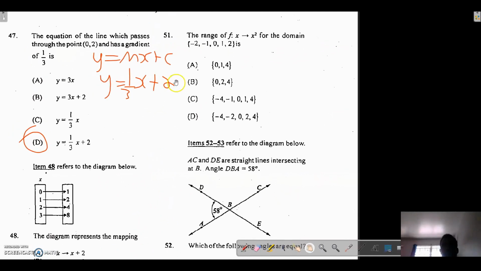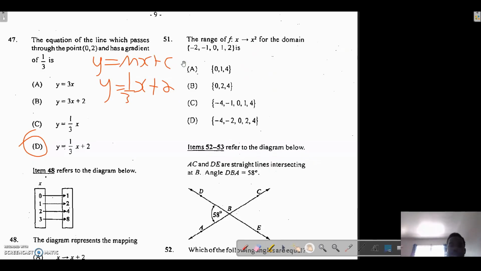51. The range f is such that x maps onto x squared for the domain negative 2, negative 1, 0, 1, 2. The range is the values that come out. So in other words, when I square these values, what do I get? If I square negative 2, I'm going to get 4. If I square negative 1, I'm going to get 1. If I square 0, I'm going to get 0. But notice that if you square 1, you also get 1. And if you square 2, you get 4, just like when you square negative 2. So all we're getting out here is 0, 1, and 4. So it means that the answer to 51 would be A, as in apple.